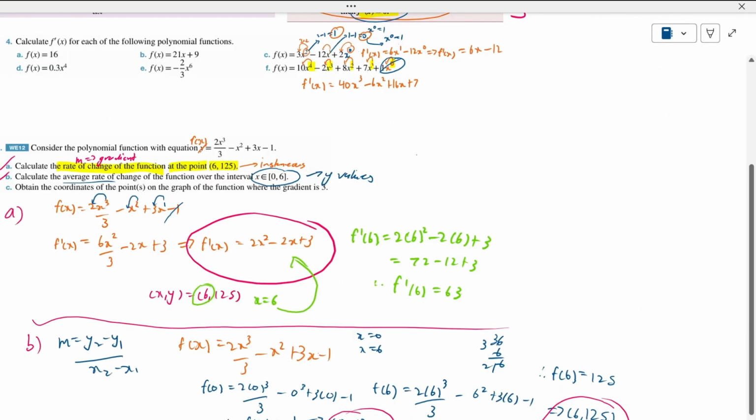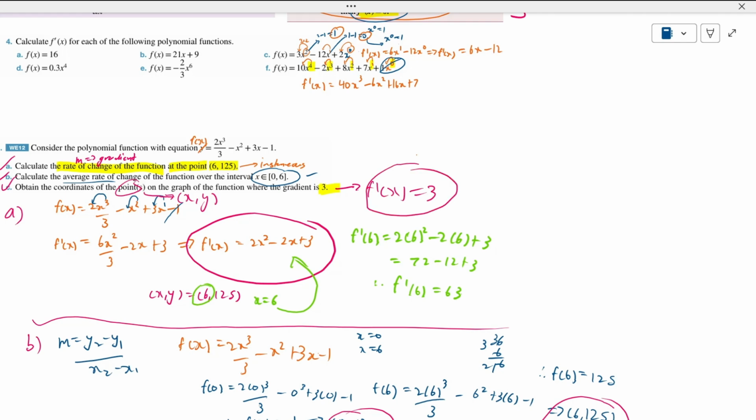Okay, C. Obtain the coordinates of the points on the graph of the function where the gradient is 3. So all this question is saying is to try and find the coordinates of the points, so points in terms of x, y, where the gradient is 3. So basically saying where the gradient function f dash of x is equivalent to 3. So all we've got to do is sub in f dash of x equals 3 into our equation right here. So let's do that.